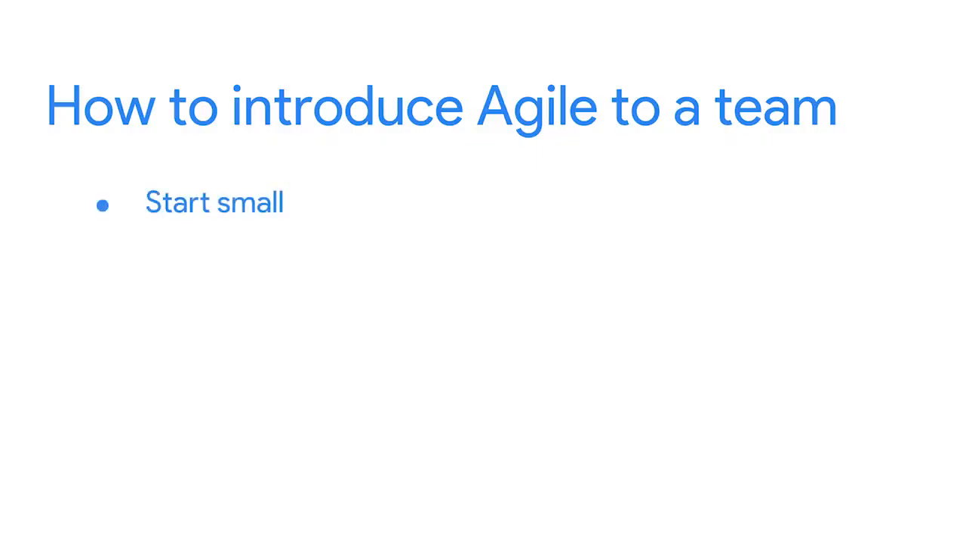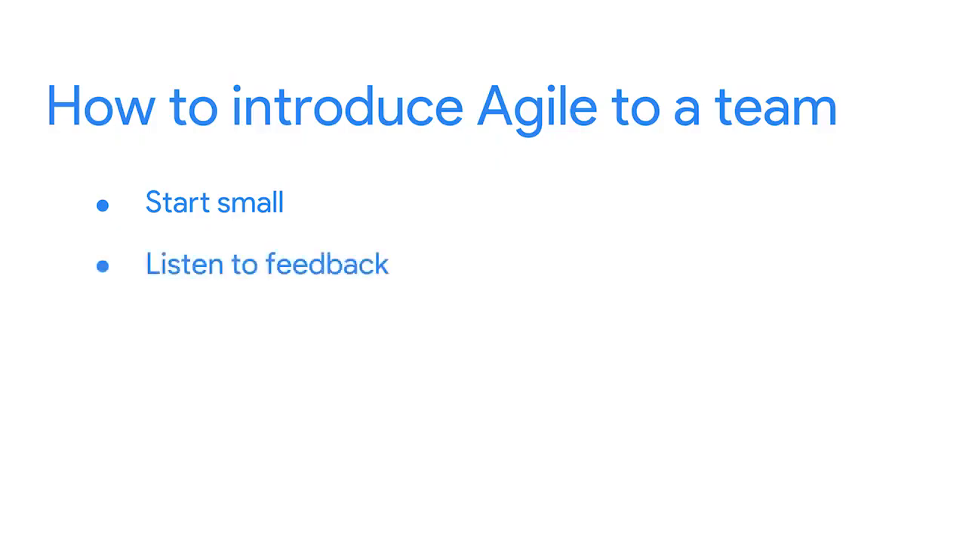First, start small. You may be excited by everything you've learned here, but your team might like things how they are. So introduce Agile practices in bite-sized pieces. Maybe start by using a Kanban board, just to keep track of one work stream, or set up a retrospective after a major milestone. Second, listen to feedback.